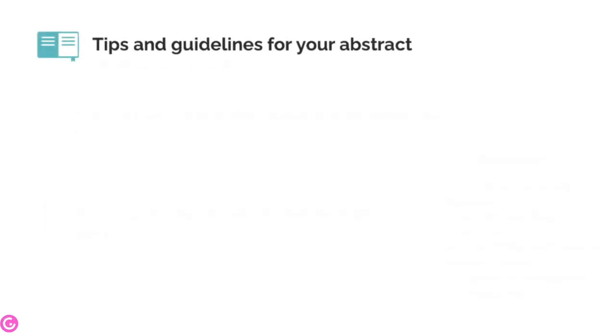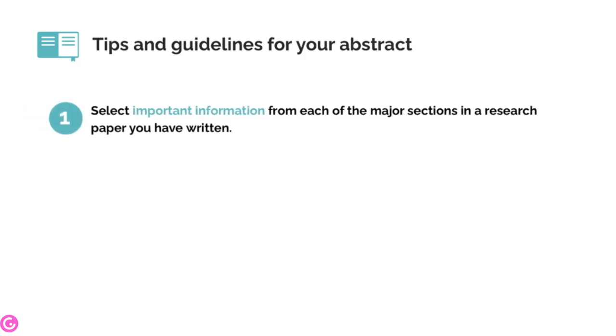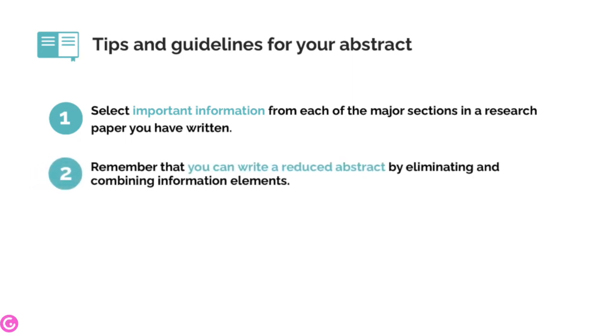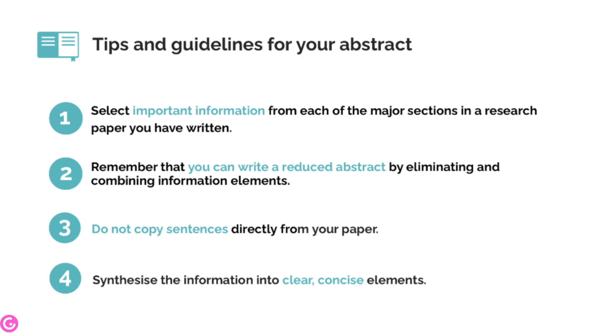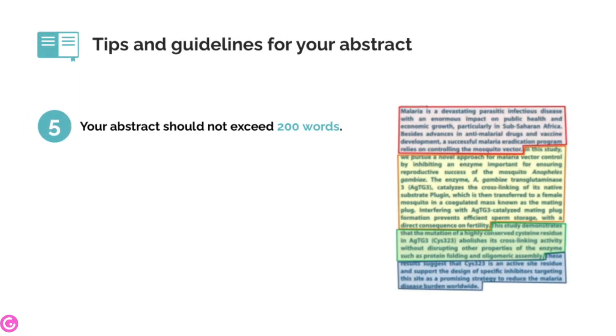Finally, there are some final tips and guidelines to create your abstract. First, select important information from each of the major sections in a research paper you have written. Second, remember that you can write a reduced abstract by eliminating and combining information elements. Third, do not copy sentences directly from your paper. Fourth, synthesize the information into clear and concise elements. Fifth, in most formats, your abstract should not exceed 200 words.